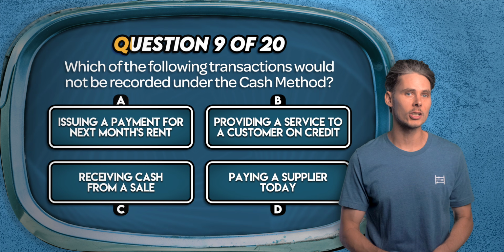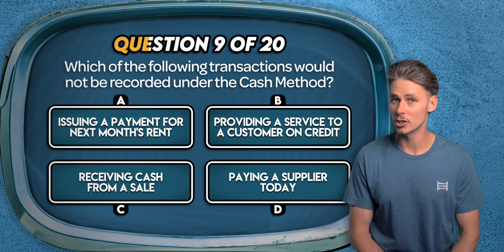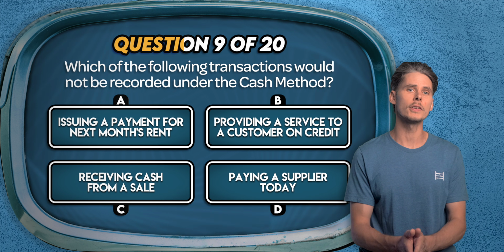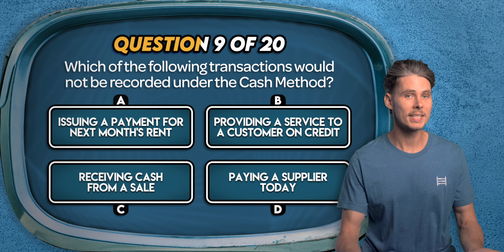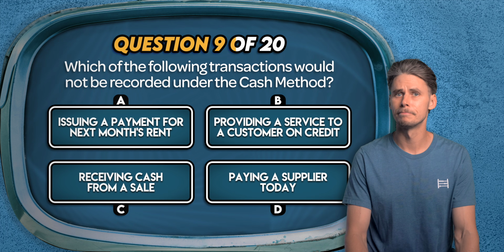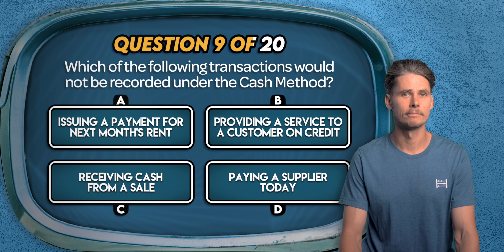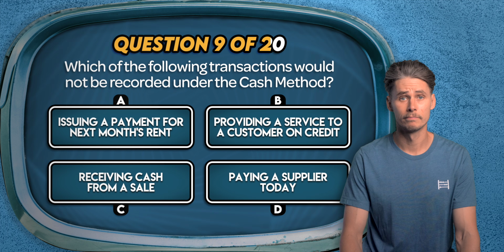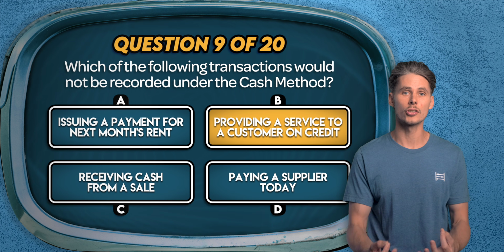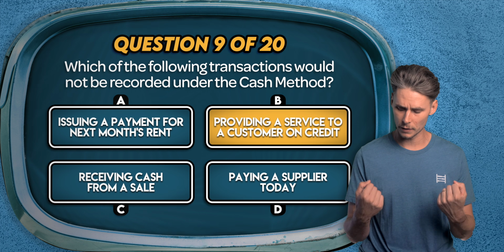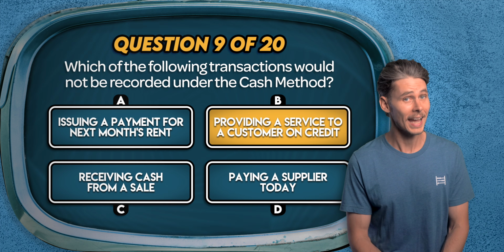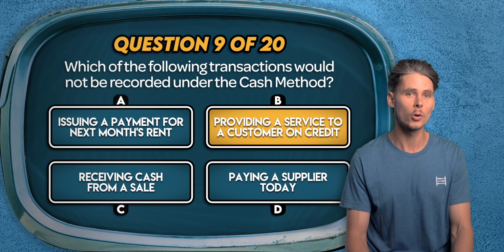Question 9. Which of the following transactions would not be recorded under the cash method? Issuing a payment for next month's rent, providing a service to a customer on credit, receiving cash from a sale, or paying a supplier today. It's B. Under the cash method, transactions are only recorded when cash is received or paid out. Providing a service on credit doesn't involve cash yet, so it wouldn't be recorded.